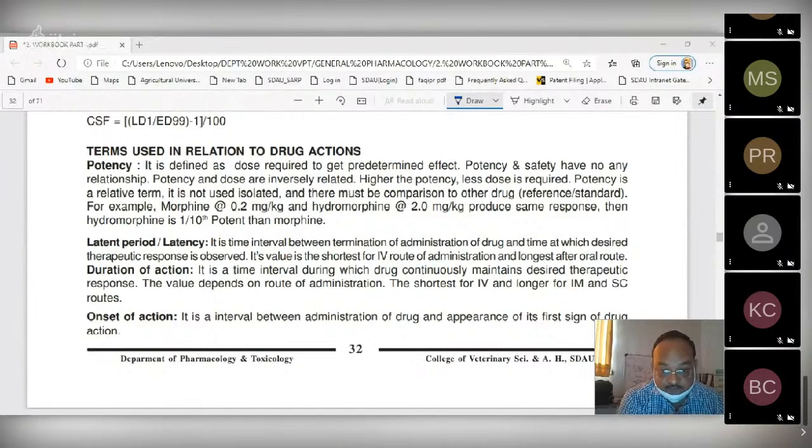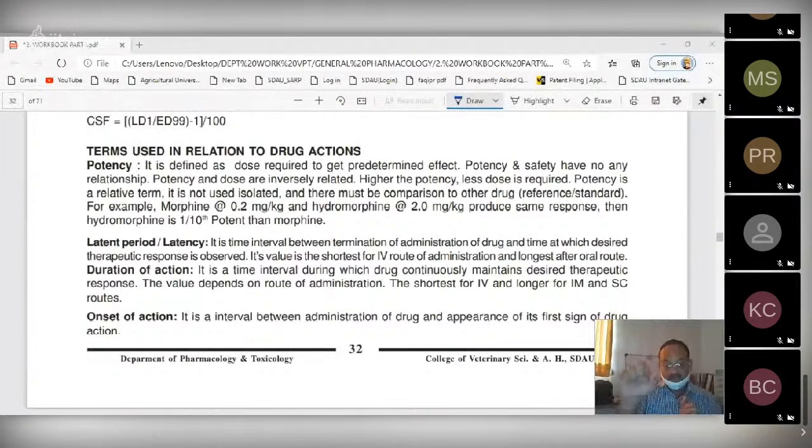Now, potency is a relative term. It is not used in isolation. Again, it's a relative term. Potency is decided in relation to the desired therapeutic effect. You have to identify the predetermined effect. So if you change the predetermined effect or desired therapeutic effect, your potency will change.